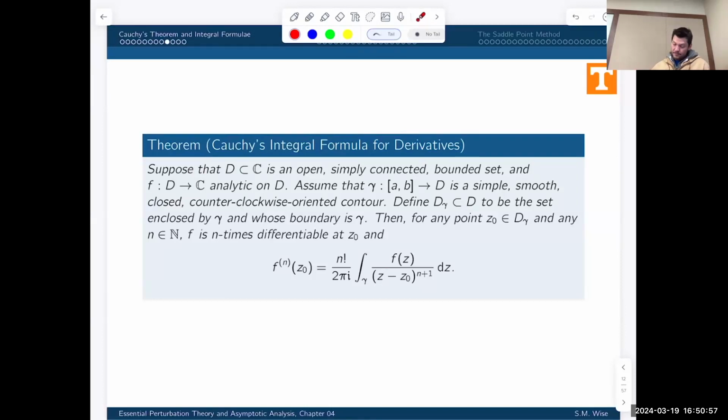An extension of this, a generalization, if you will, is Cauchy's integral formula for derivatives, which says the following. And it's quite remarkable, I think. Suppose that D is an open, simply connected, bounded set. F is analytic on D. That simply means that F has one derivative on D, as far as we know so far. Assume that gamma is a simple, smooth, closed, counterclockwise oriented contour, and define D gamma to be the set enclosed by gamma, whose boundary is gamma.